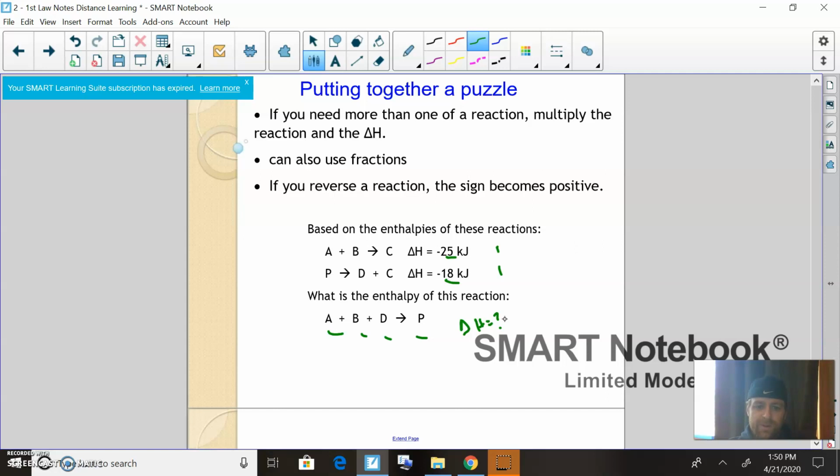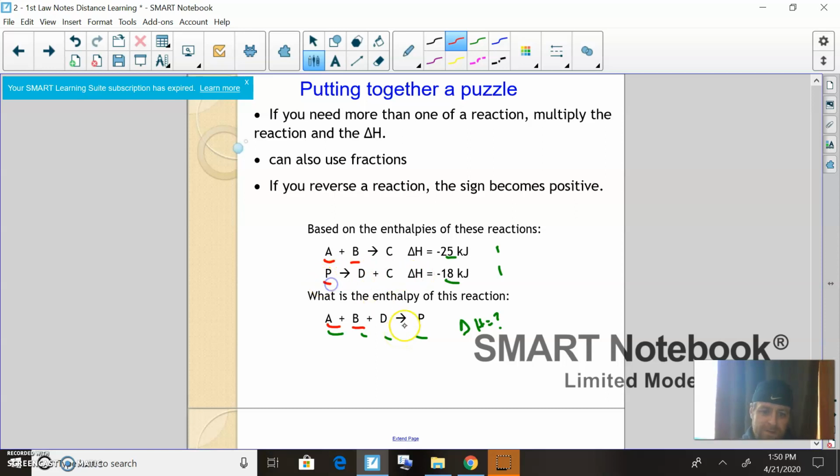Well, the rules are this. If I take one compound at a time, I want to make sure it's on the same side. So A is on the same side as A there, on the reactant side. B is on the same side as B there. That one's good. Okay.